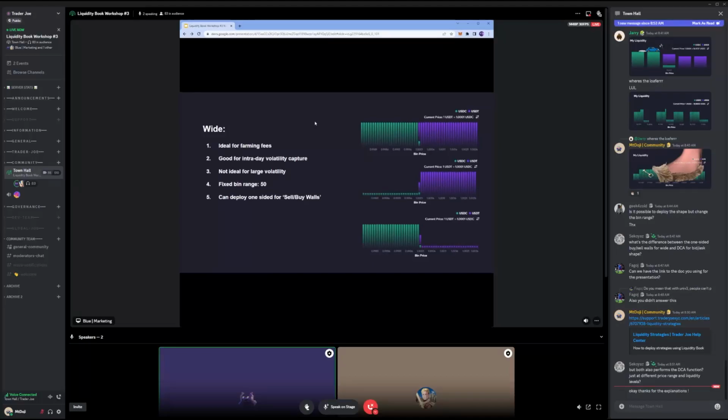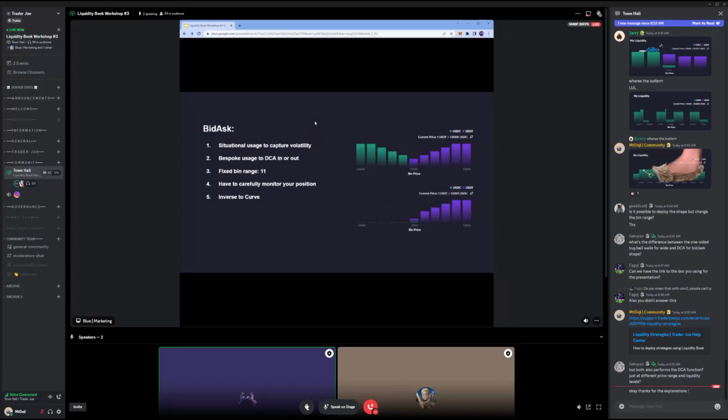And of course, the uniform approach to liquidity, it's a flat range. So you're not concentrating your liquidity in a few bins as you would be if you're taking the gradient shape of bid ask when DCAing in or out.